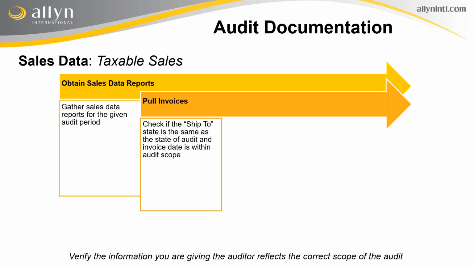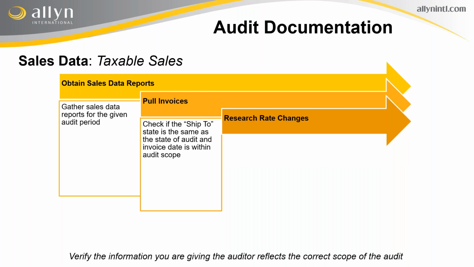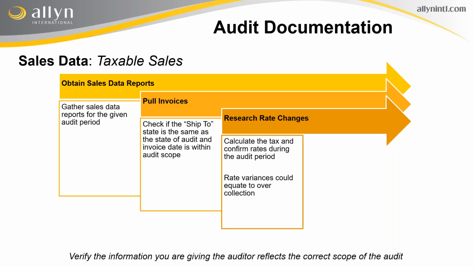The same applies for the invoice date. Make sure that invoice dates are within the scope of your audit period. Next, you'll want to see if the state had any rate changes within the audit period and compare this to the invoices and data. Calculate the tax that should have been invoiced. This may highlight any transactions in which tax was over or understated. This is one area where you could seek a refund on tax that was overpaid due to incorrect rates.